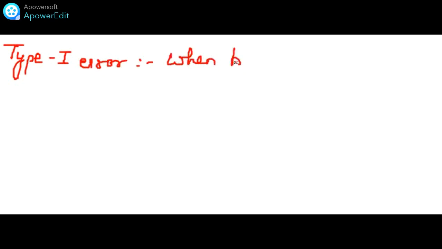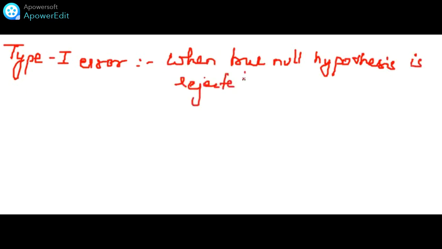So what is type 1 error? Type 1 error is when a true null hypothesis is rejected. Even when the null hypothesis is true, due to some error, it is rejected. Okay, this is an error. Our null hypothesis was true, but still it was rejected due to some error. And what about type 2 error?